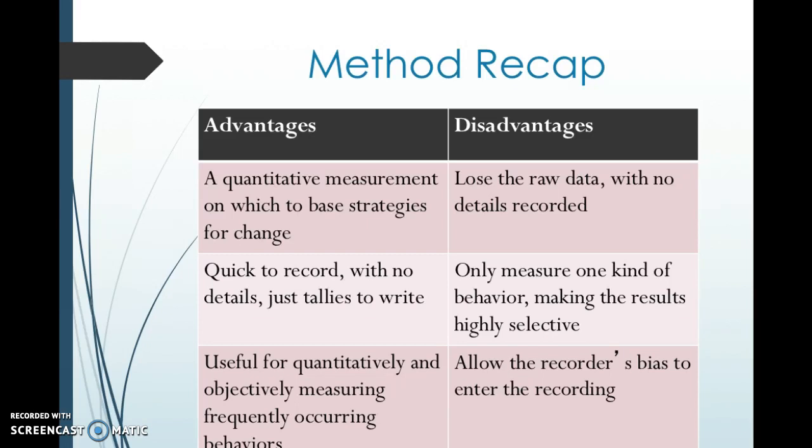That same feature that's an advantage can also be viewed as a disadvantage, though. Since there are no details, just some basic raw data, it could be looked at as a disadvantage. Frequency counts are very selective, only looking at a few behaviors at a time.